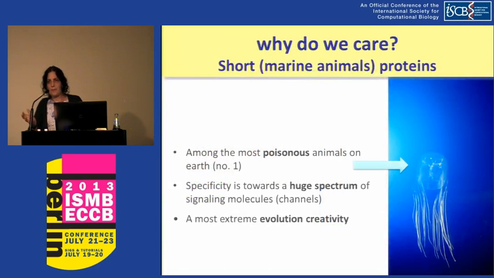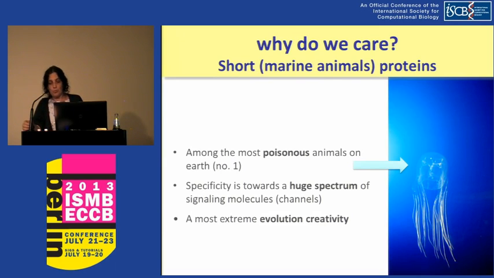Why do we care? Why do we care about this marine animal, a very strange one? One argument is that those are among the most poisonous animals on Earth. This is from the Guinness Book of Records, number one being very poisonous. More importantly, from the biological point of view, they have a huge spectrum of activity toward receptors, molecules, transporters, and a lot of membrane proteins.